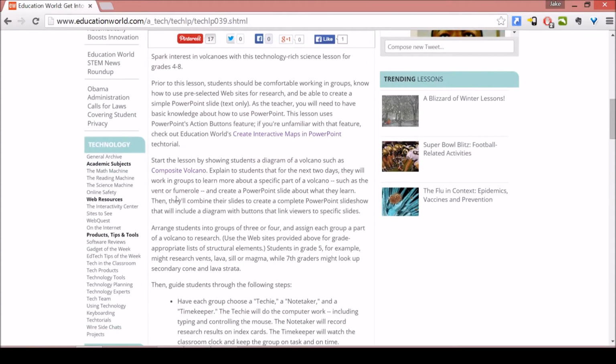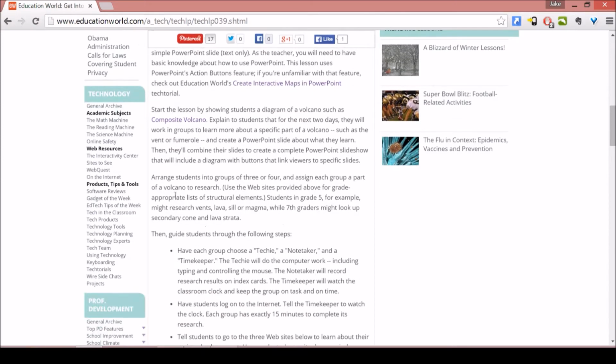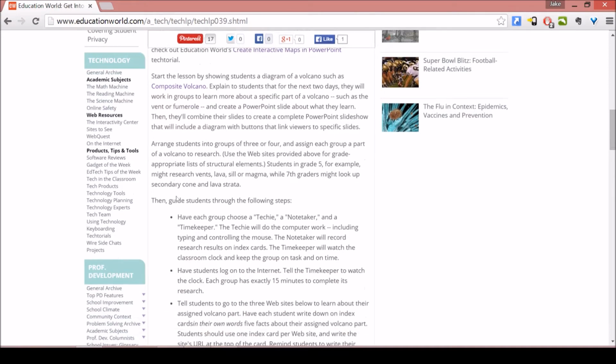The techie's in charge of creating the PowerPoint slide. The note taker is the one who's apparently responsible for recording a lot of the research, and the timekeeper keeps an eye on the clock. So the students are divided up into these groups, and then they do web research to learn about the different parts of the volcano. The web research is all done on sites that are selected by the teacher. So the teacher has already vetted these sites as appropriate for the students to use.